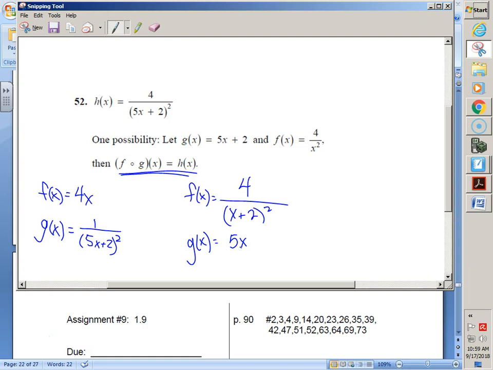If I can think of any other ones. Do you guys notice the difference, though, between these weird ones and the ones they came up with? Is it something way more complicated? They broke it up in the simplest way possible. 4 over something squared, whose something is 5x plus 2. But those work. They technically work.